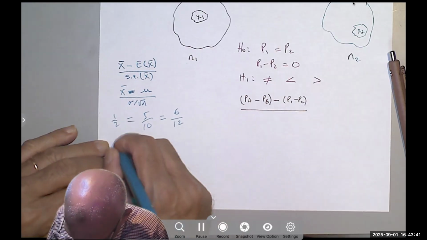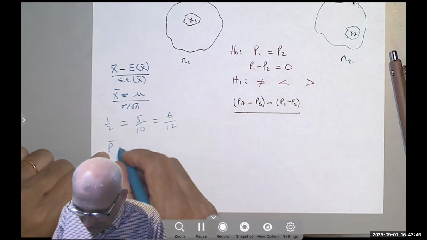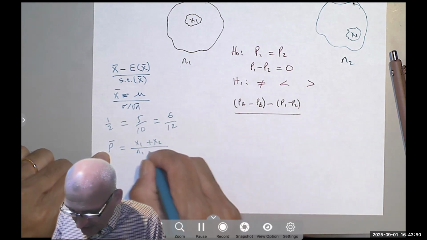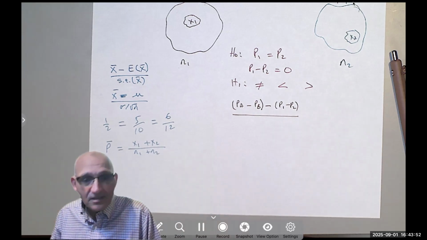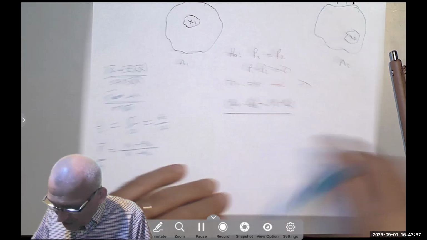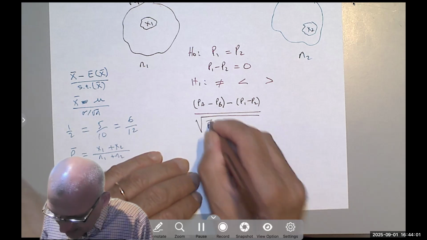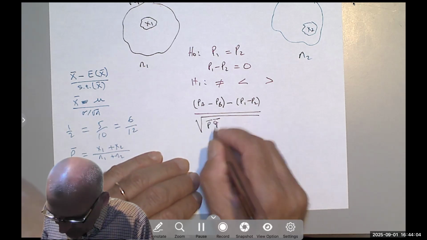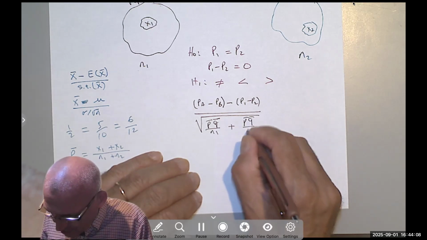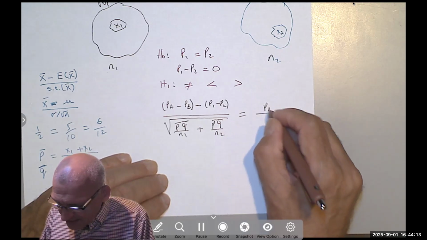I'm going to say, oh, let me get an average proportion which equals x1 plus x2 over n1 plus n2. And I'm going to call that p bar. 1 minus that would be called q bar. So I'm going to divide by the square root of p bar q bar over n1 plus p bar q bar over n2, which can eventually become PA minus PB.